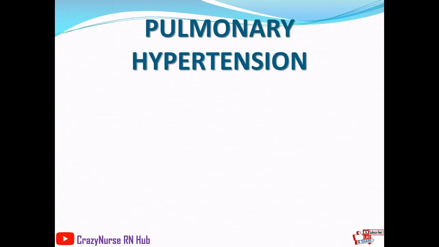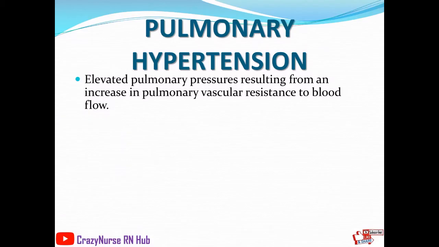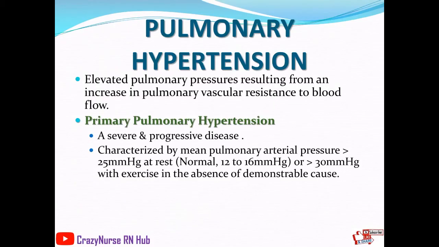Next, we have pulmonary hypertension. It is an elevated pulmonary pressure resulting from an increase in pulmonary vascular resistance to blood flow. So we have here a classification of pulmonary hypertension, which is primary pulmonary hypertension. It is a severe and progressive disease, and it is also characterized by mean pulmonary arterial pressure of more than 25 millimeters of mercury at rest. The normal should be between 12 and 16 millimeters of mercury, or more than 30 millimeters of mercury with exercise in the absence of demonstrable cause.